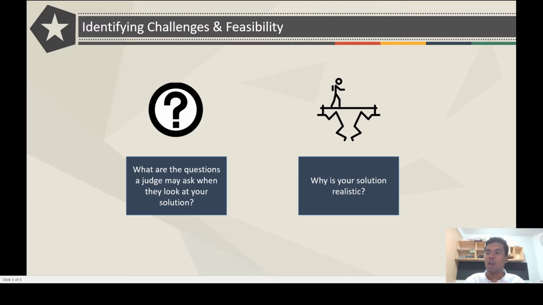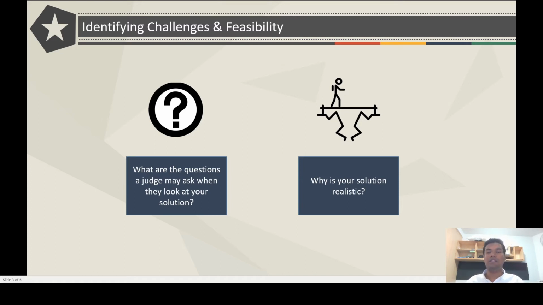So for example, if you're targeting a particular target market, and these target markets are one or two, whatever number you've identified as your target group, if they have certain challenges associated with them, that is the sort of question that the judges may ask, and therefore they are the questions that comprise the challenges part of your solution.